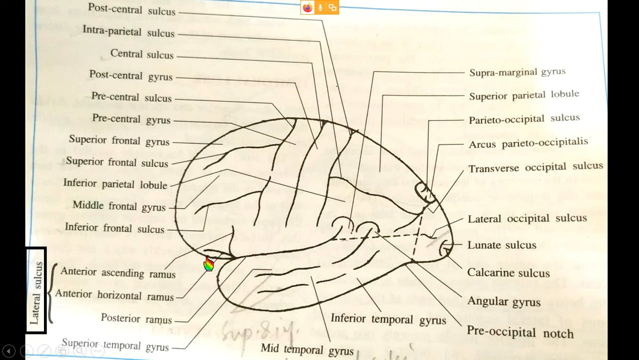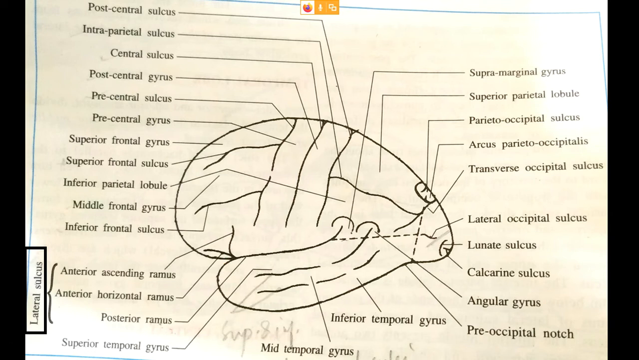So what I have discussed at the inferior surface, we have discussed the anterior surface is called the orbital surface and the posterior surface is called the tentorial surface. Between the orbital surface and tentorial surface, we can identify the lateral sulcus, which is extending forwards and laterally.